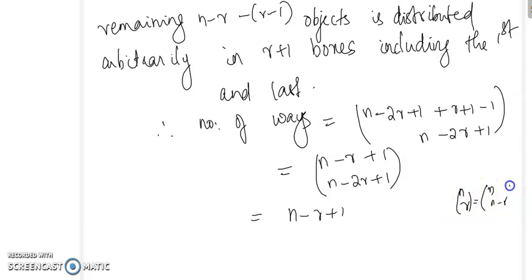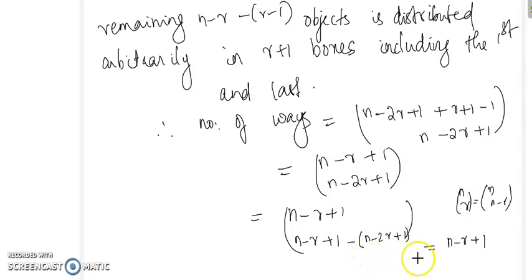Okay. So that will give n minus r plus 1 minus n minus 2r plus 1. So that will be equal to n minus r plus 1. So n will cancel off and 1 also will cancel off, remaining you have r. So that is the required result. So the number of ways will be n minus r plus 1 c r.